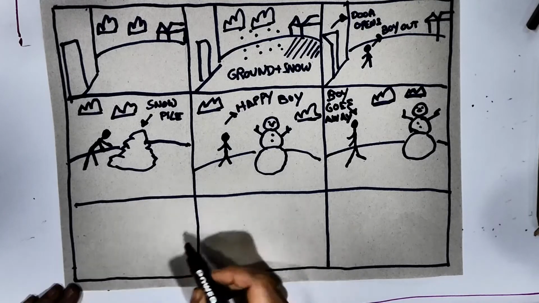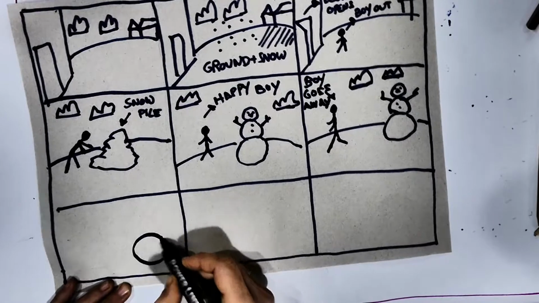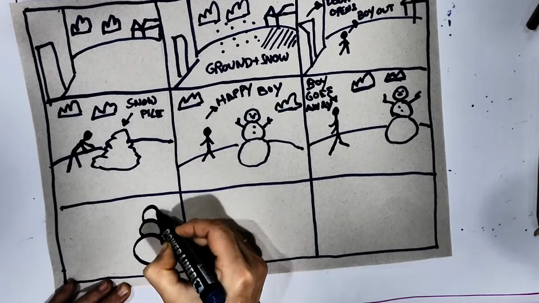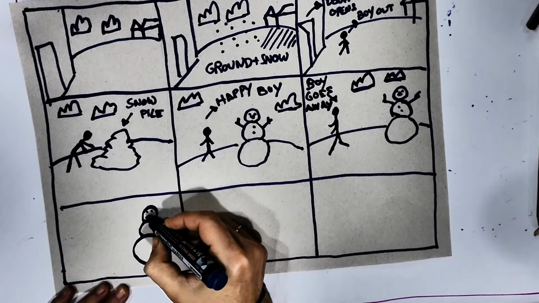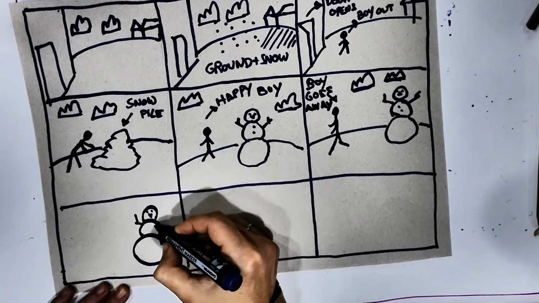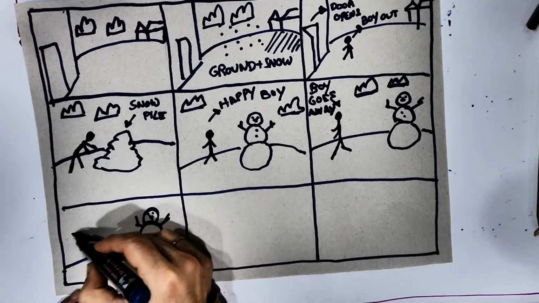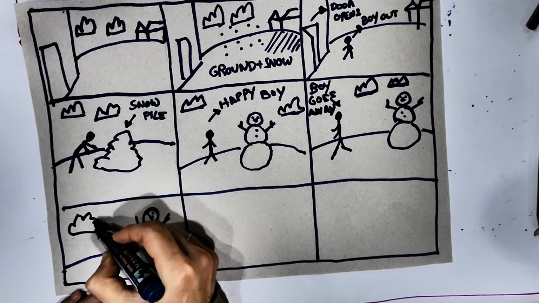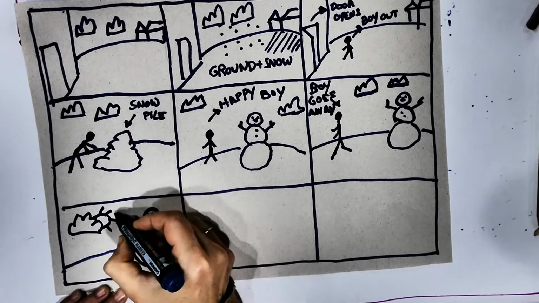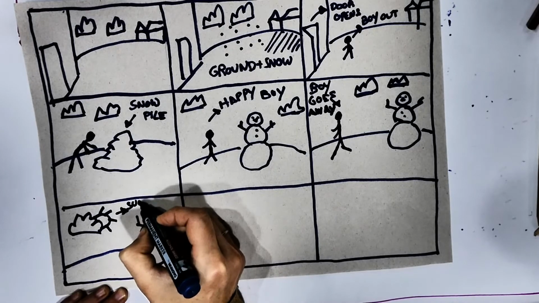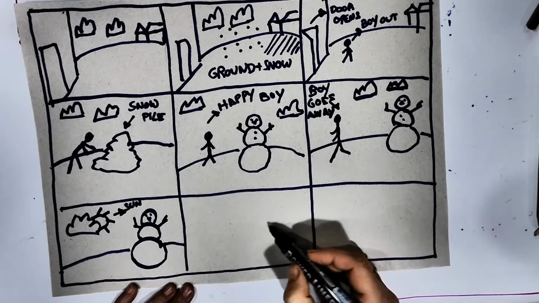In the next scene, the snowman is there, and then the sun is going to be coming out from behind a cloud. And I'll add a note pointing at the sun.